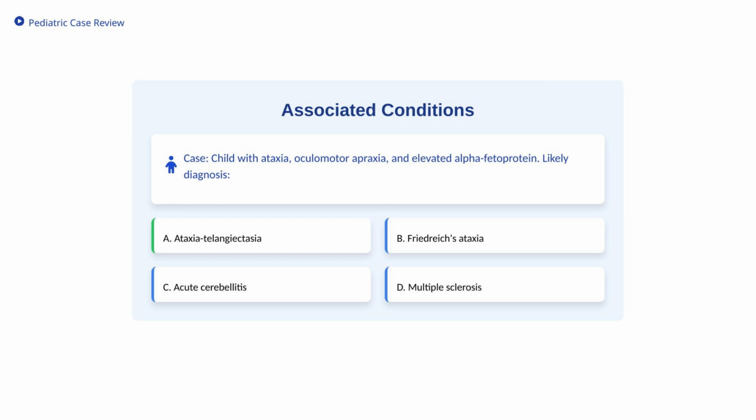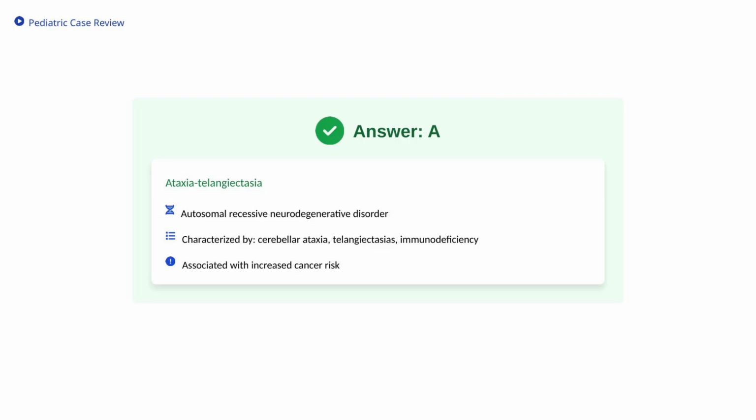Consider this case. A child presents with progressive cerebellar ataxia, oculomotor apraxia, and laboratory tests show elevated alpha-fetoprotein levels. What is the most likely diagnosis? Is it A. Ataxia-telangiectasia, B. Friedreich's ataxia, C. Acute cerebellitis, or D. Multiple sclerosis? The correct answer is A. Ataxia-telangiectasia is an autosomal recessive neurodegenerative disorder characterized by progressive cerebellar ataxia, oculomotor apraxia, telangiectasias, immunodeficiency, and increased cancer risk. Elevated alpha-fetoprotein is a key diagnostic marker for this condition.